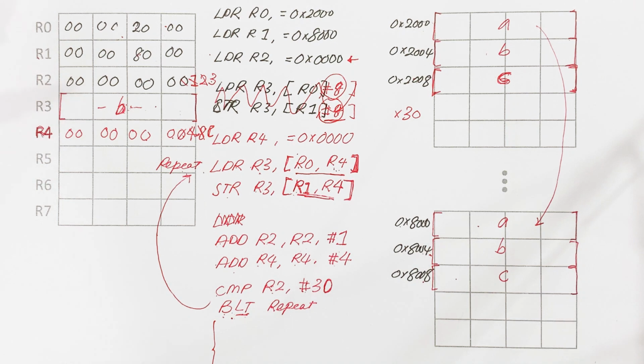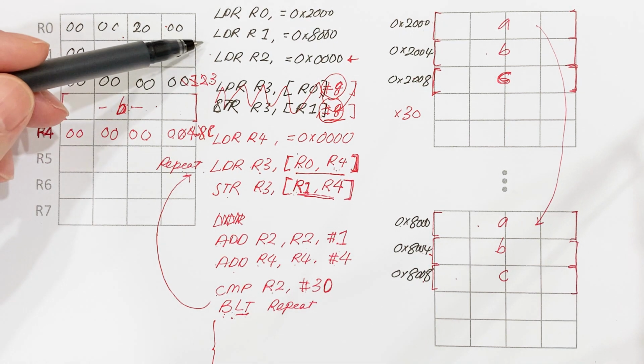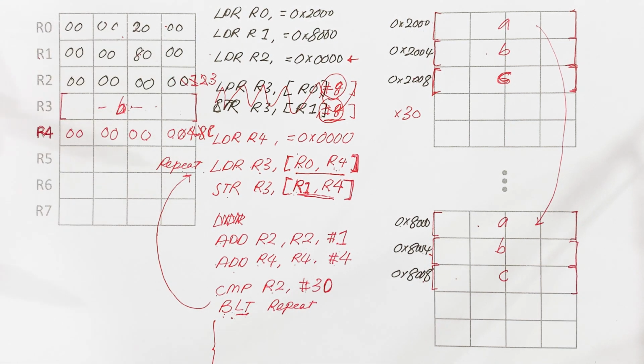So in today's video, we're going to learn how we could further simplify the code by introducing another addressing mode, which is called preindex with offset.